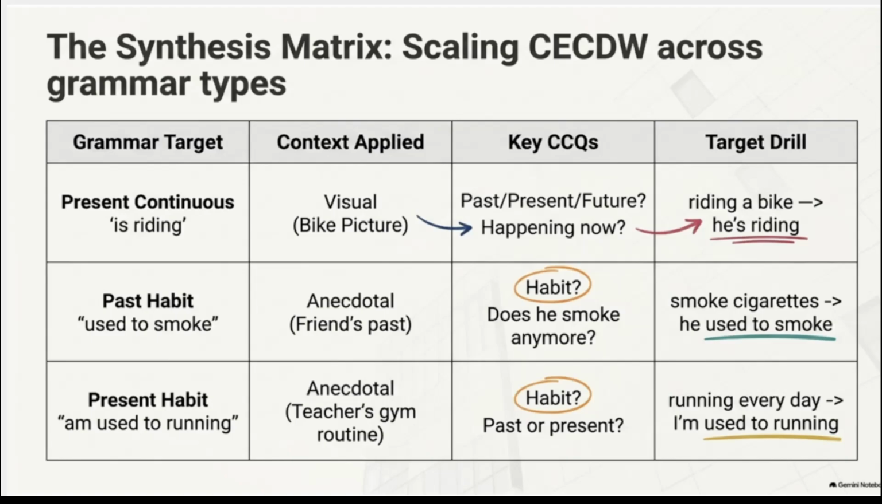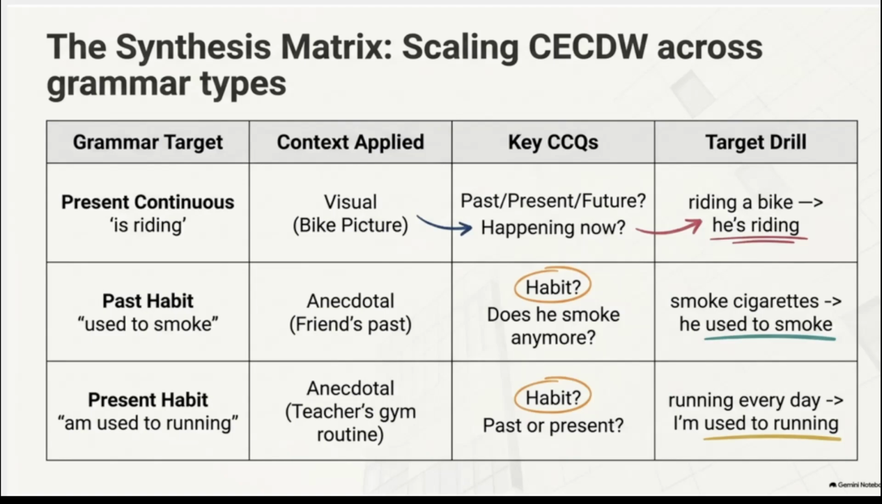Now compare this with the past habit. He used to smoke. The context is anecdotal. Perhaps it is a story about a friend's past. The CC cues focus on, did he smoke regularly in the past? Yes. Does he smoke now? No. Then we drill, smoke cigarettes. Used to smoke cigarettes. He used to smoke cigarettes.